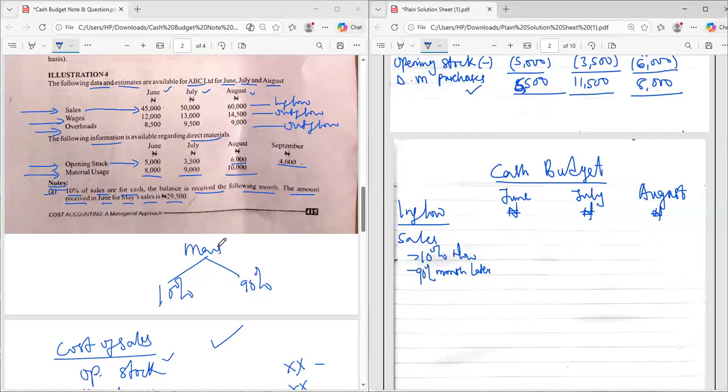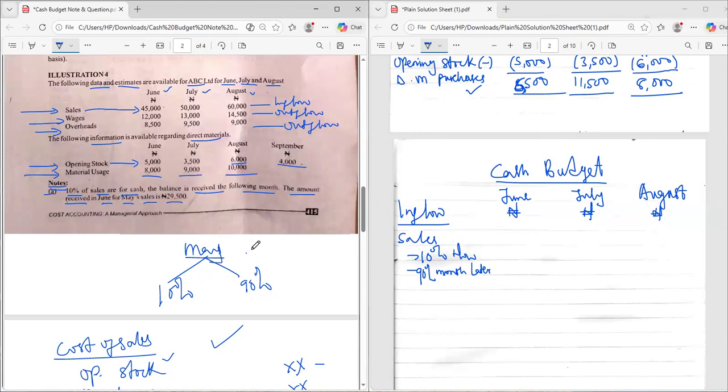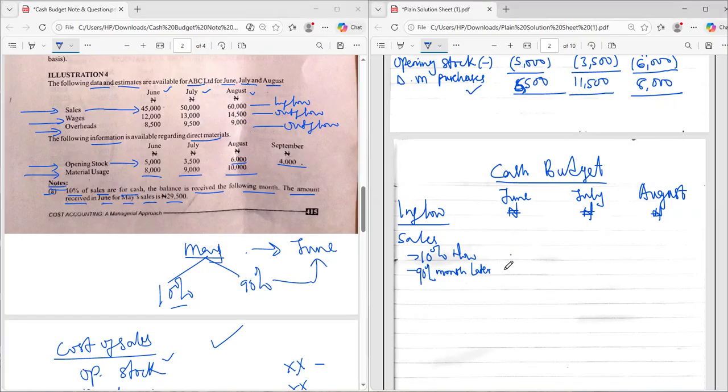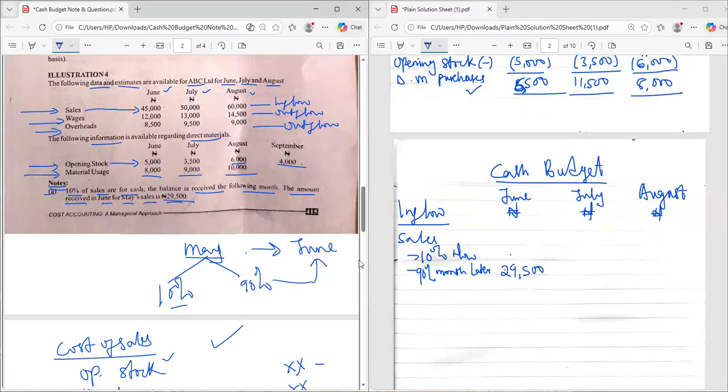If we make sales in May, it is May that comes before we get to June. So 10% would have been paid. Then when will this 90% be paid? A month later, which is June. So we put 29,500 here. This 29,500 is the 90% that was paid a month later. Please talk to me if you don't understand.